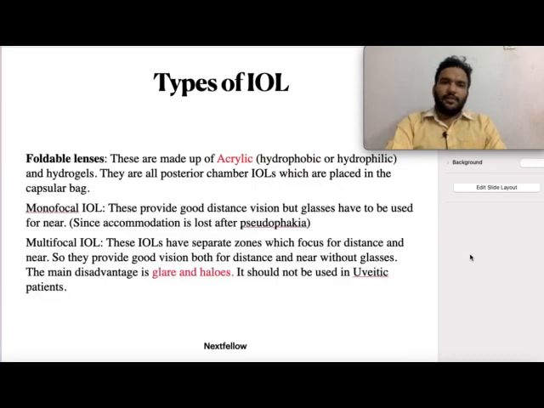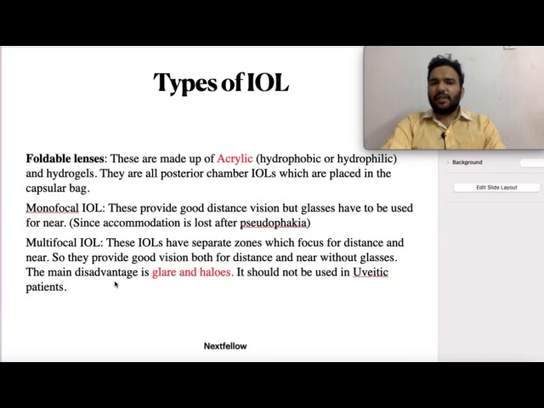Then foldable lenses are made up of acrylic and hydrogels. These are all posterior chamber IOLs which are placed in the capsular bag. They can be either monofocal or multifocal. Monofocal is for distance vision. Since accommodation is lost, we have to use near vision glasses. For multifocal, there will be separate zones for distant vision, near vision, and so on. The patient can be without glasses for distance and for near.